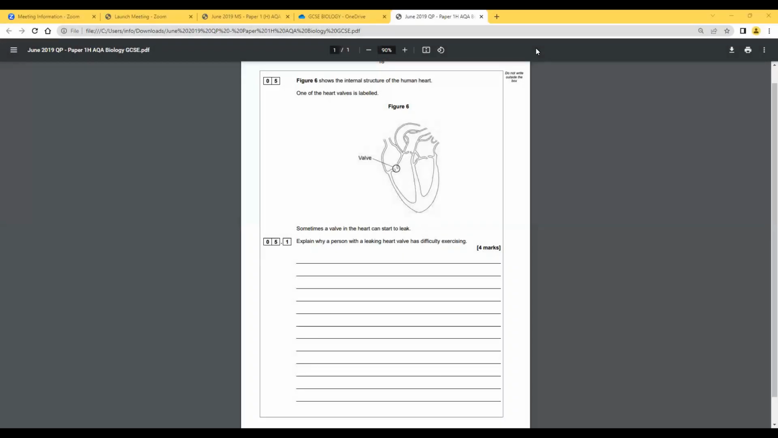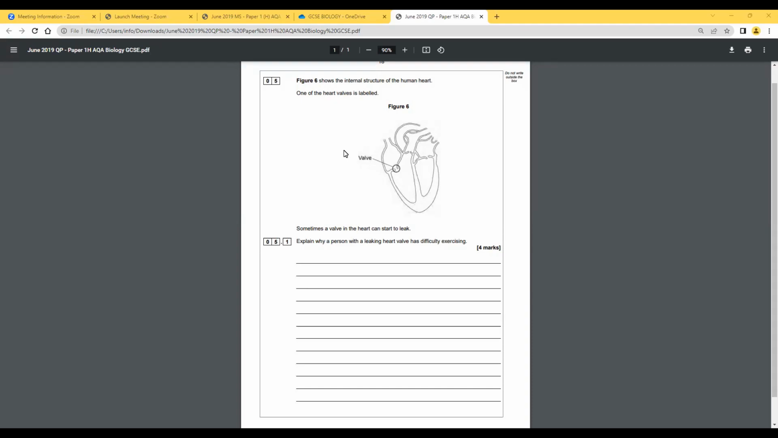Today we're going to go through this GCSE biology question. This is from the 2019 AQA biology paper 1. And this question is to do with the heart, which a lot of students find quite tricky. Let's get started with the question. So it's a 4-mark question.